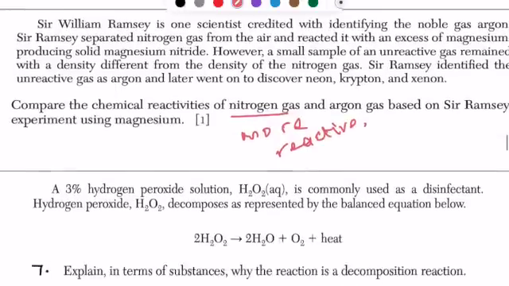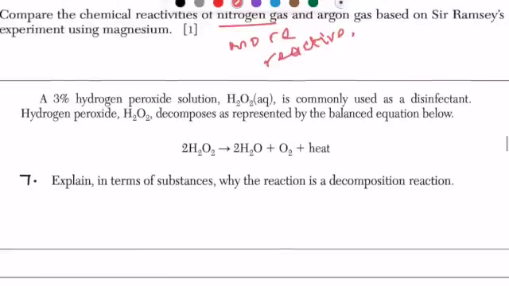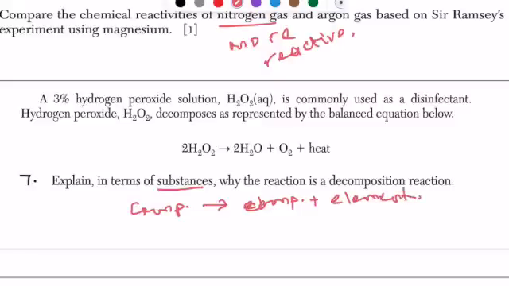Next up, we have explain in terms of substances why the reaction is a decomposition reaction. Because it says in terms of substances, yes, you can say that something is breaking, but you have to be more specific. So you have to say that we have a compound that is breaking into a compound and an element. So now you have named the substances.